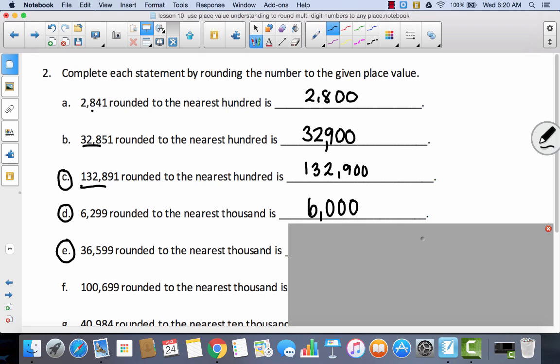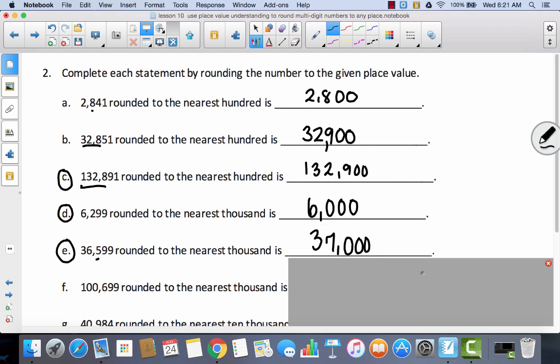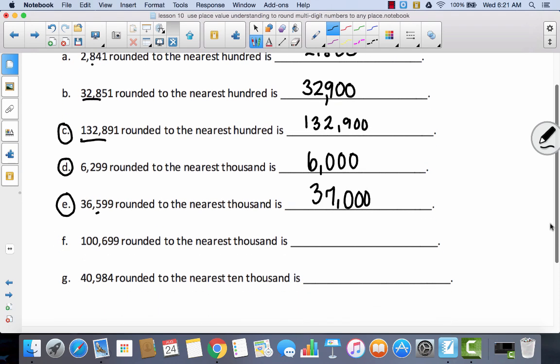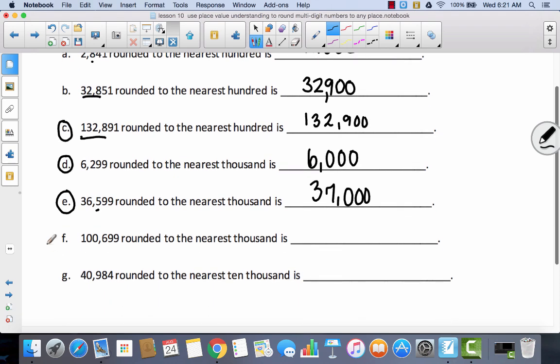6,000. Now E has 36,000s, so it comes between 36,000 and 37,000. The 5 tells me it's closer to 37,000. Okay, let's take a look at F. So F will be just a little bit trickier just because there's more digits. That's the only difference. So there are 100 thousands in this number. So it comes between 100,000 and 101,000.